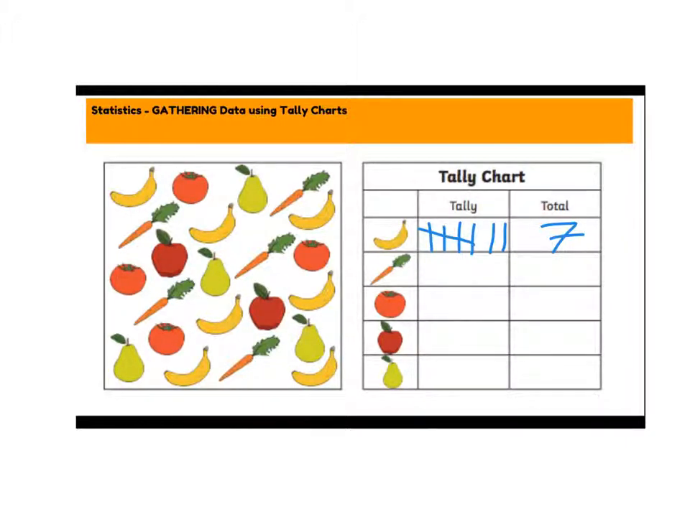Looking at the carrots next, I can see 1, 2, 3, 4, 5 carrots. So I'm going to go 1, 2, 3, 4, put a strike through it so it looks like a gate, and that way I know it's 5.